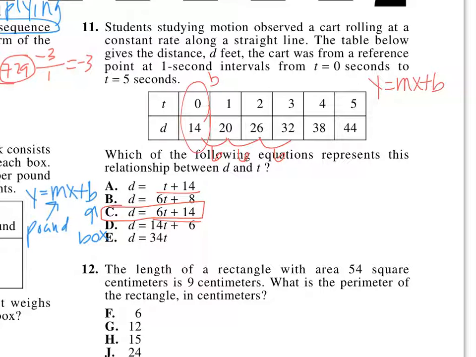Be careful of D. Don't get your two numbers mixed up. But just remember, whenever time is 0, that is the number on the end, not the slope.